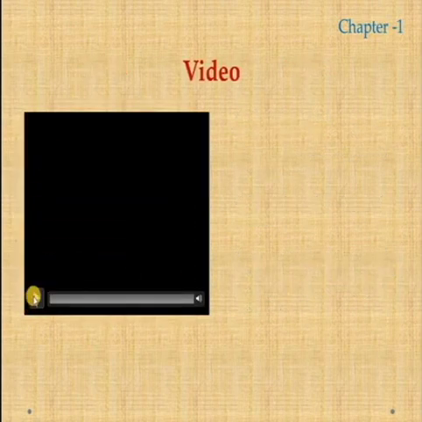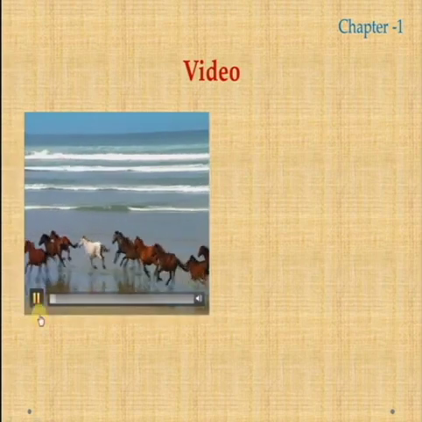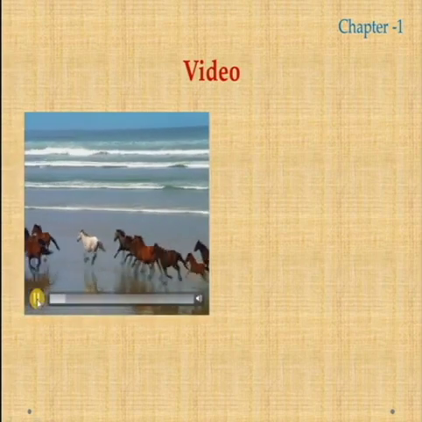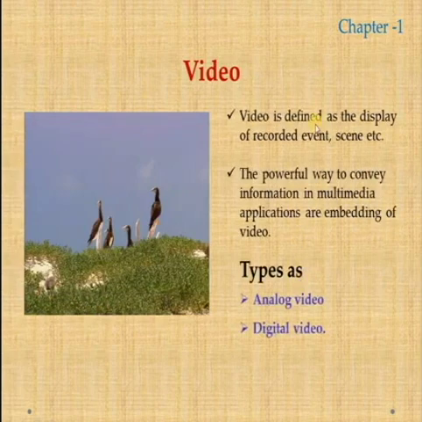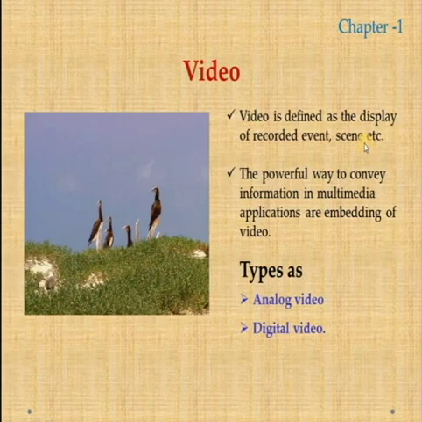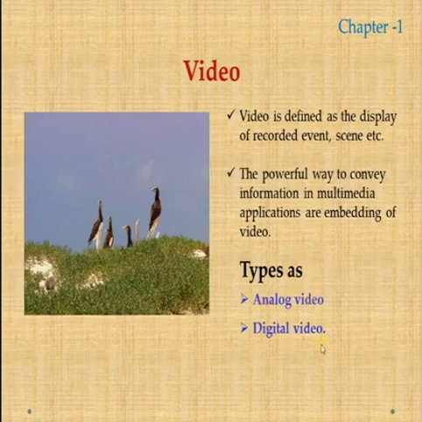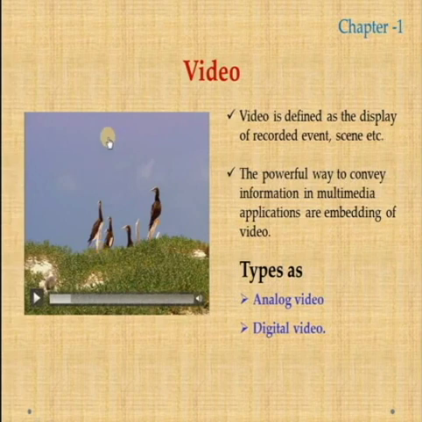Next one is video. So you know very well what is a video. So video is defined as the display of recorded event or scene. Display, its type, it has two types as analog video and digital video. What you are looking at here is a digital video, because only digital video is able to be displayed using computer tool.